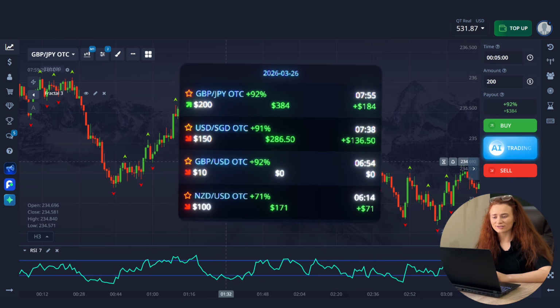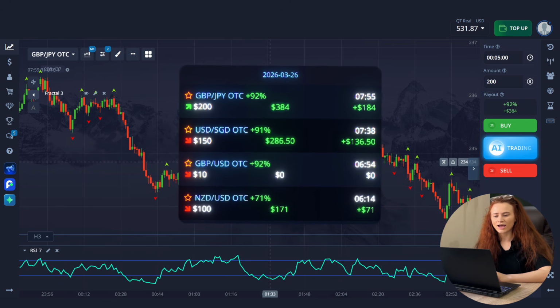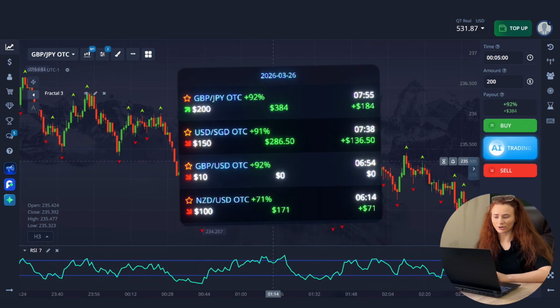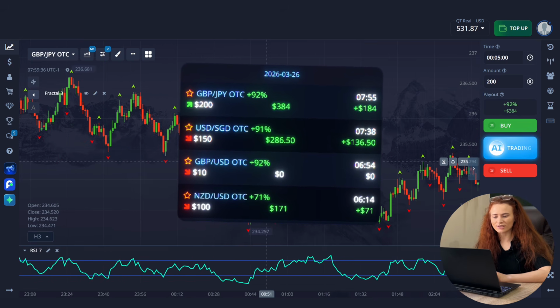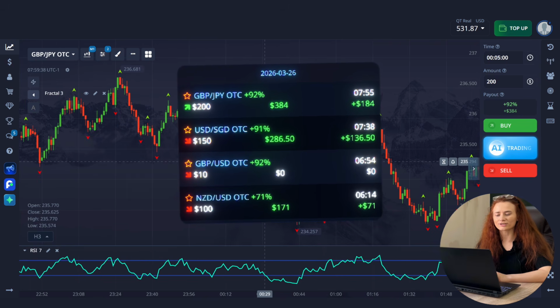Start on a demo account, look for setups where both indicators agree. At first, just observe without opening trades. Then start entering. Give yourself time to get comfortable with the strategy logic, friends.